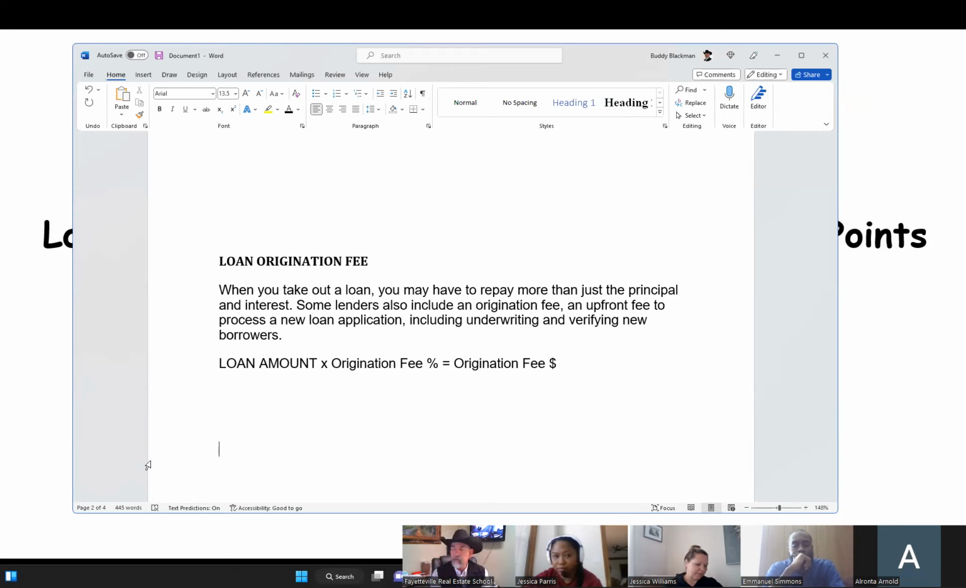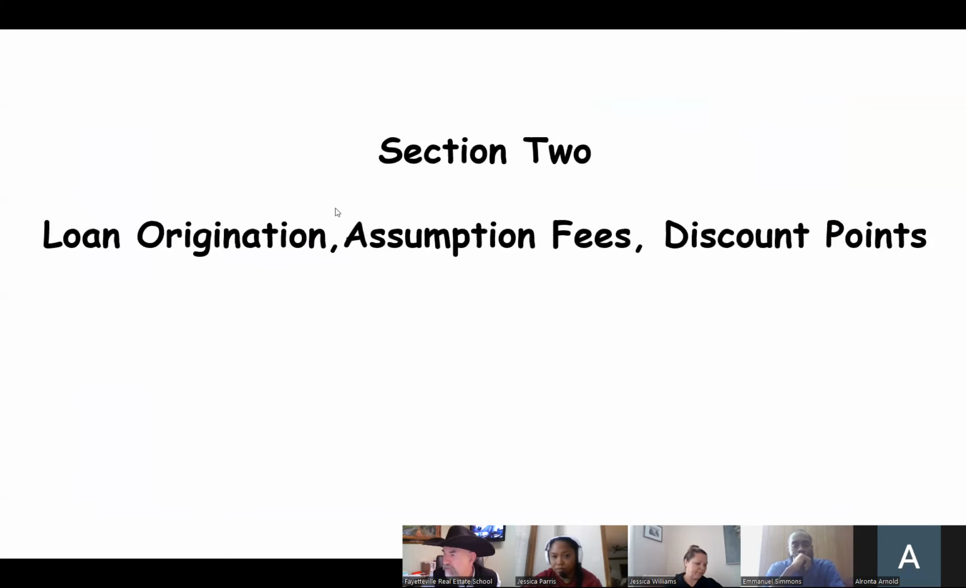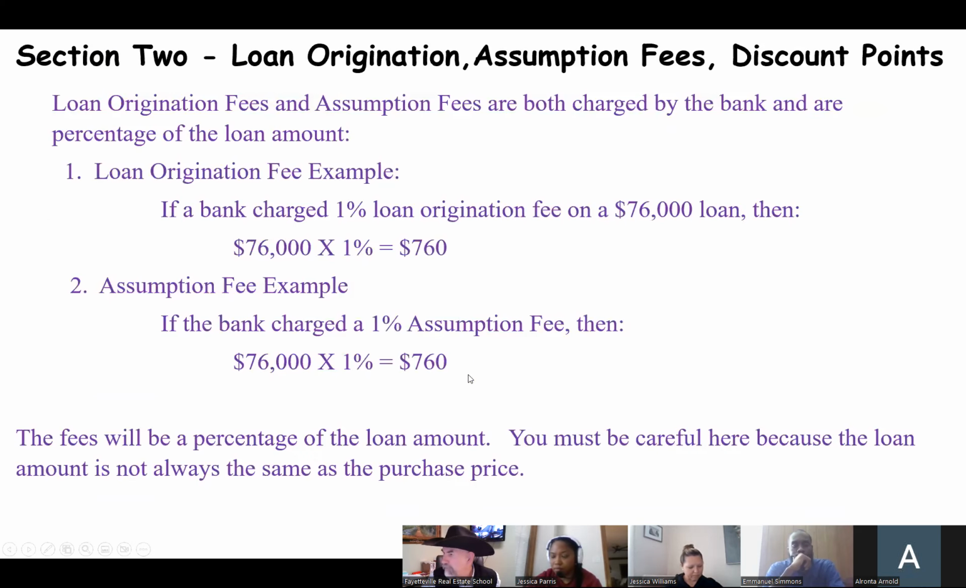The formula is loan amount times the origination fee percent will equal the origination fee that is charged to the borrower or the buyer at closing. It's a one-time fee charged to the buyer. All right, so let's see more of a description of this. And here we go.